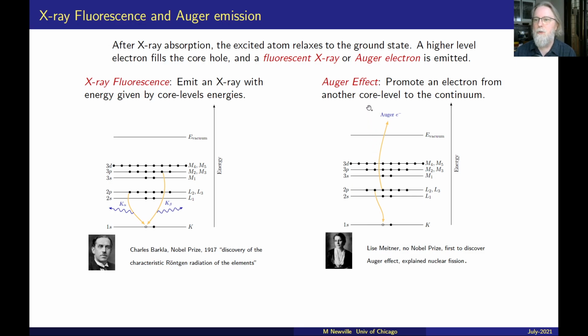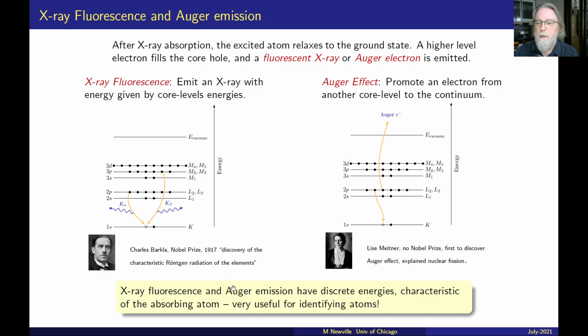And this is the Auger effect, described first by Lise Meitner, who, among all the people here, is the only one who did not receive a Nobel Prize for that discovery. So these are very important for having discrete energies that are characteristic of the absorbing atoms. And that means they can be very useful for identifying atoms.